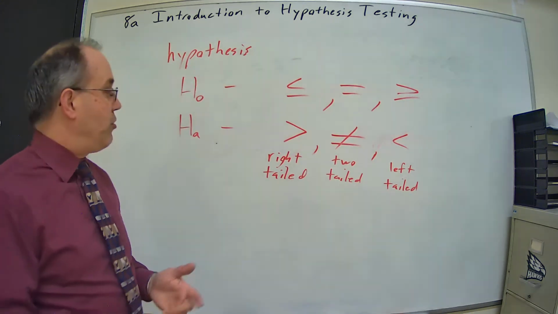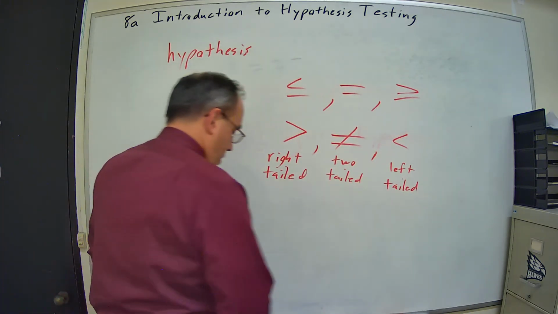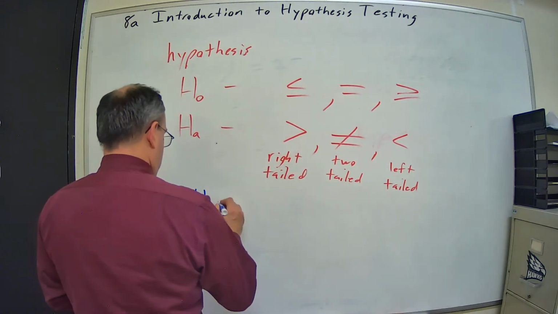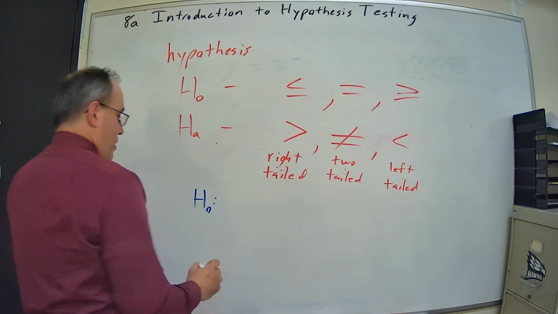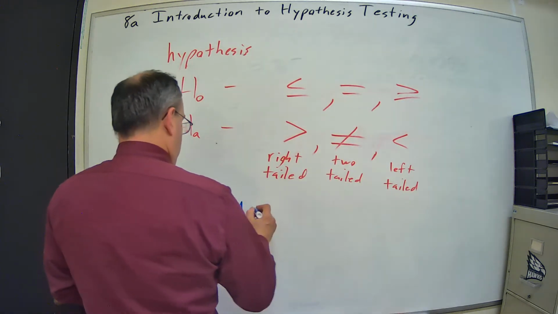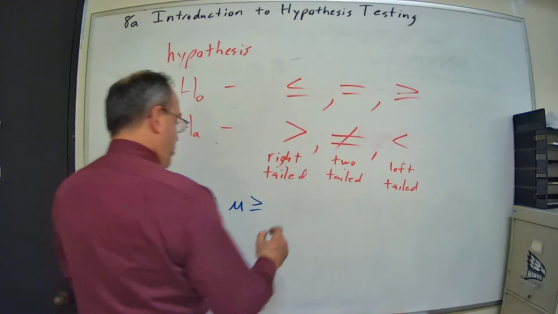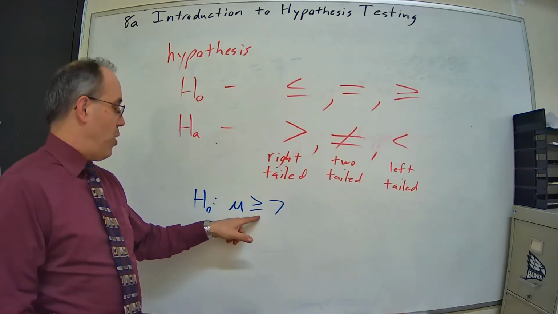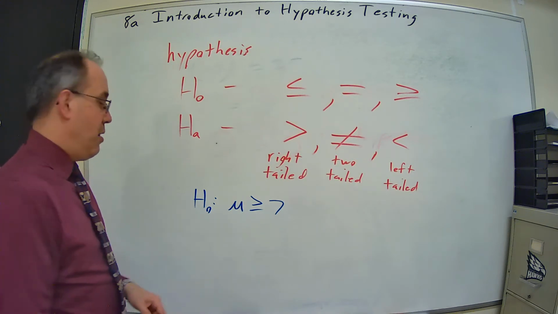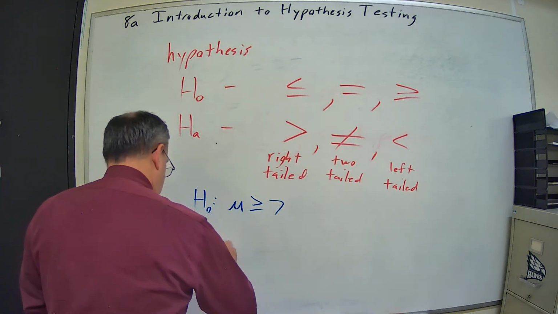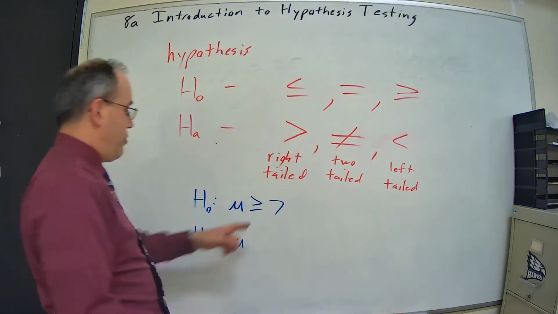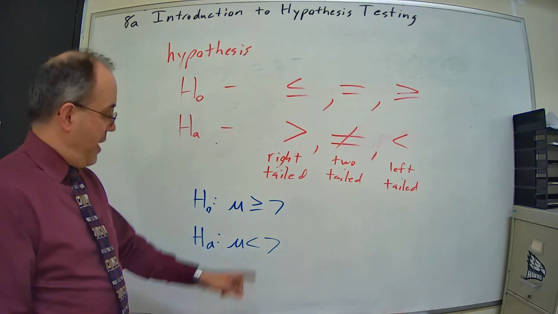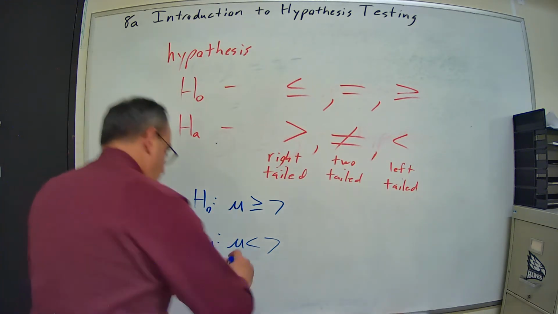So let's quickly take a look here. If I know that the null hypothesis is that mu is greater than or equal to 7, it includes equality, so it's the null hypothesis, then the alternative hypothesis is going to be mu less than 7. And that tells us we're going to use a left-tailed test.